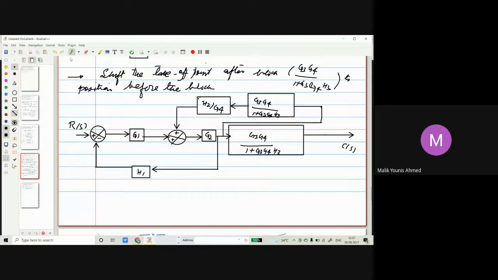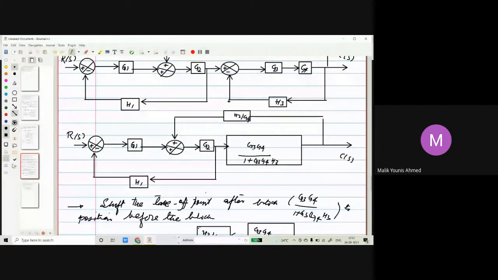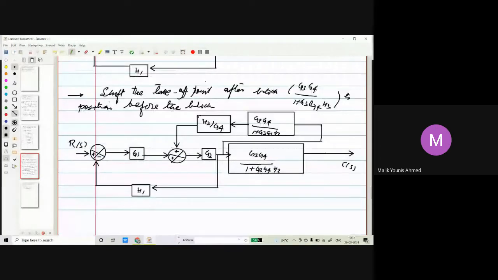Okay. So you can see I have moved this takeoff point from this position. After moving it, it is positioned before the block, so they will come in the cascade. After that cascade, what will happen? Now you can see these two blocks are in cascade, and then this is a positive feedback loop.